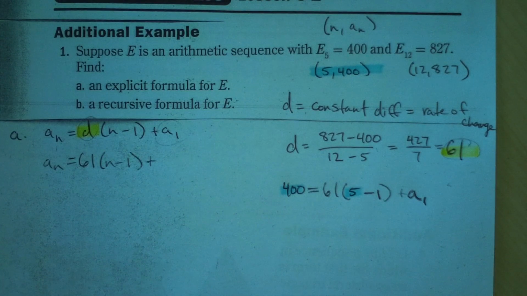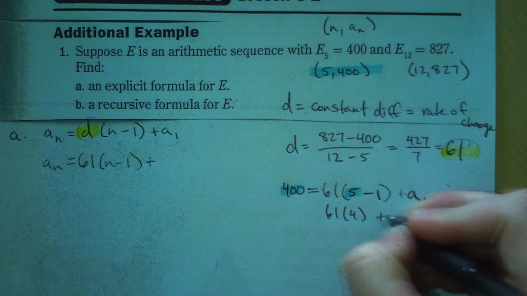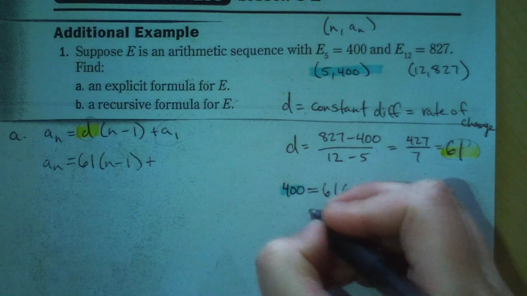Technically you could, and I'll show you this on the next one, you could also distribute that 61 to both things and kind of go down a little bit further. I don't care if it says to take it down further, you can, but if it doesn't say, you can leave it like that, and that's cool.